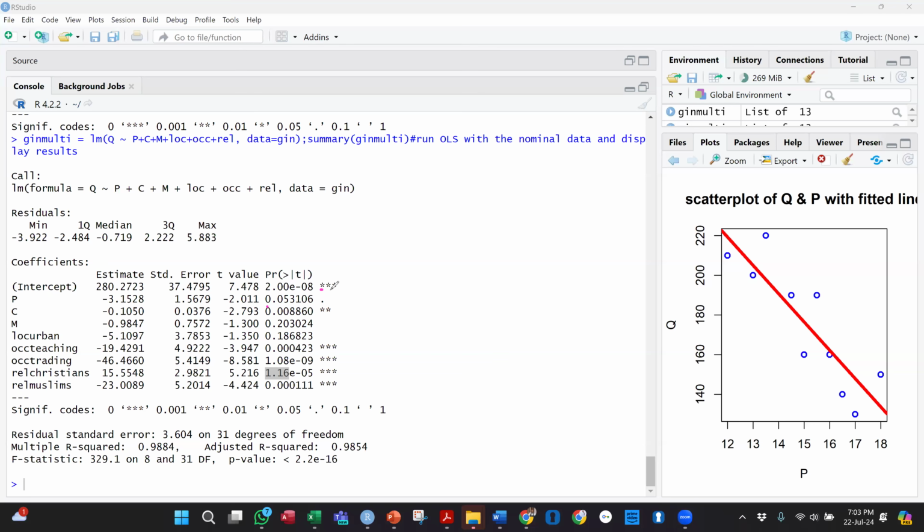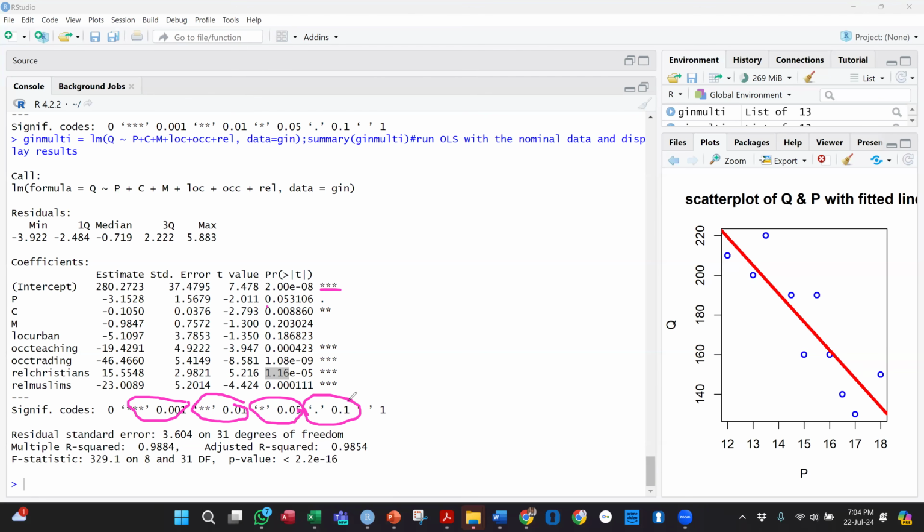When it has 3 stars, it means that it's significant at 0.1%. Take note. When it has 3 stars, it is significant at 0.1%. When it is 2 stars, it is significant at 1%, not 0.1%. When it is a star, it is significant at 5%. And when it is a dot, it's significant at 10%.